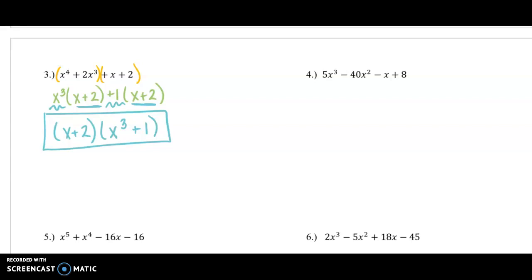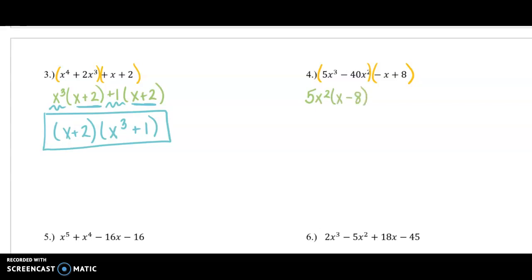Let's look at number 4. Again, hopefully the more we're doing this, the more it's starting to make sense. Number 4, I need to group first. Always make sure you include that negative. Then I need to take a GCF out of each set of parentheses. So 5x to the third minus 40x squared, I can take a 5 and an x squared out. I'd be left with x minus 8.